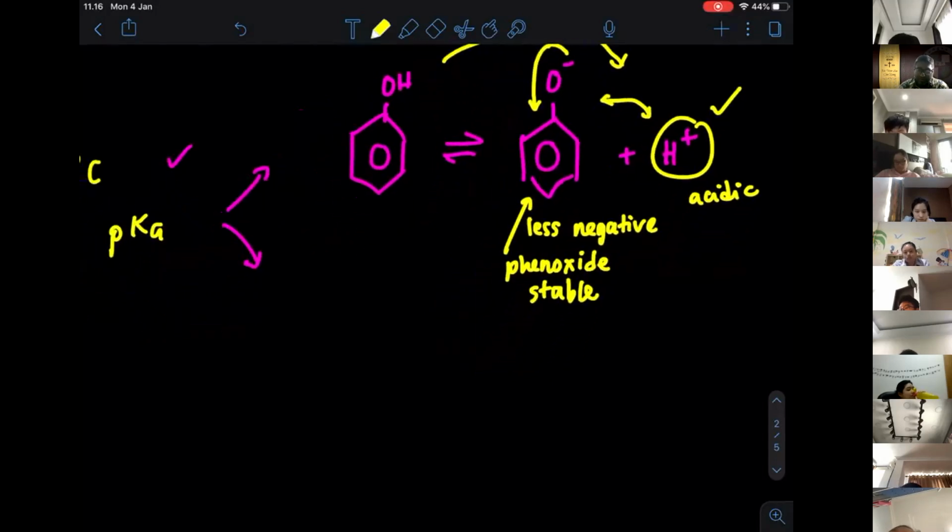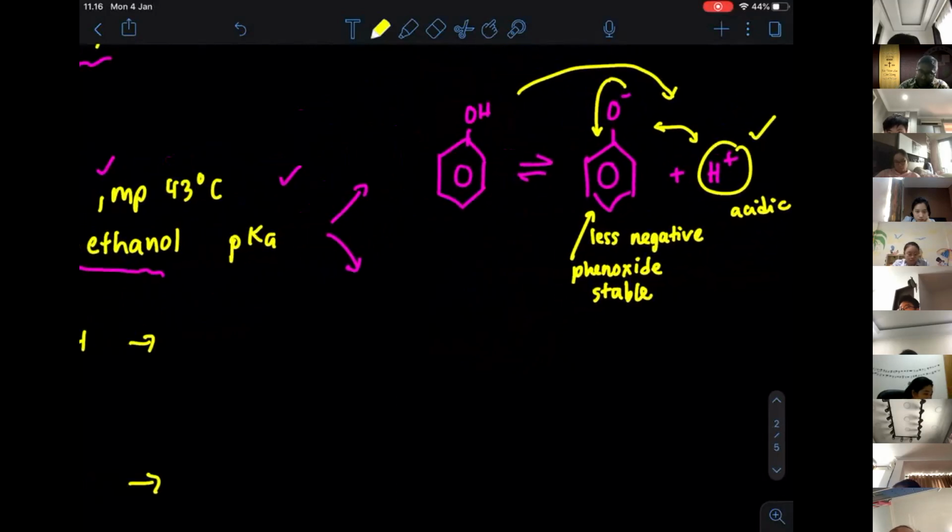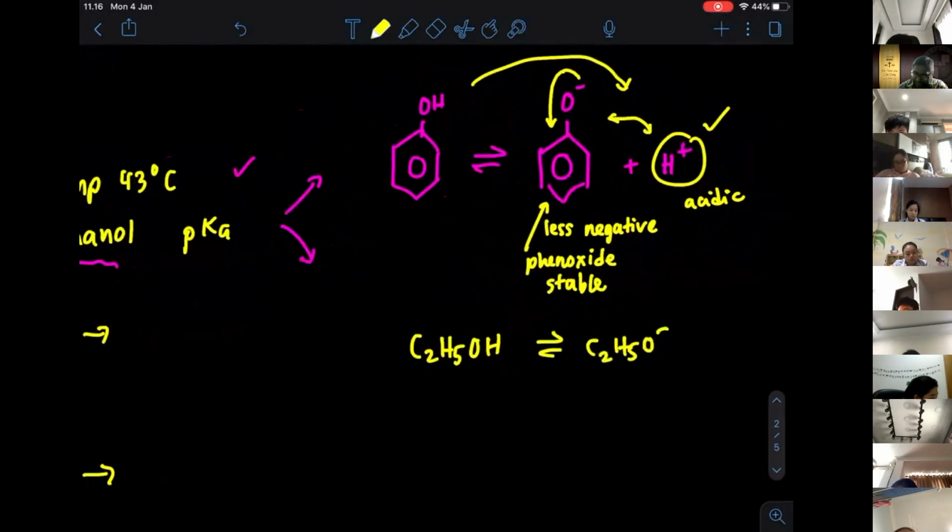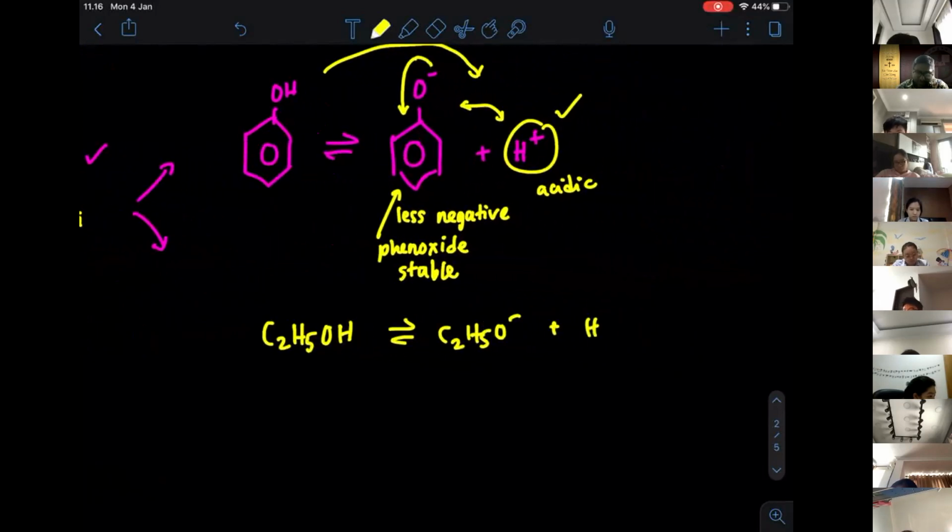So let's compare this with ethanol. When you talk about ethanol, C2H5OH, similarly you have C2H5O minus, and then you have H plus. But the difference over here, like what Charlton said, is that for the phenoxide ion the negative charge is spread across equally. But here the problem is C2H5, any alkyl group, is an electron donating group. They donate electrons. So when they donate electrons, the electron is going to go there.